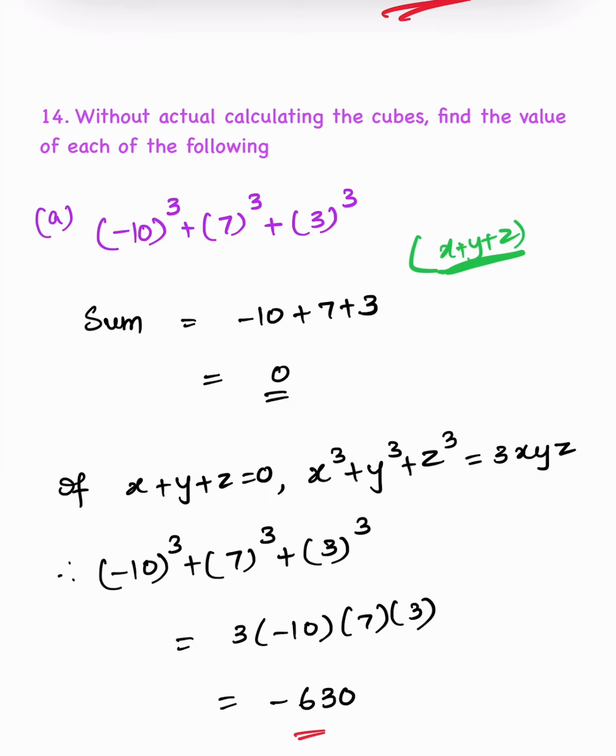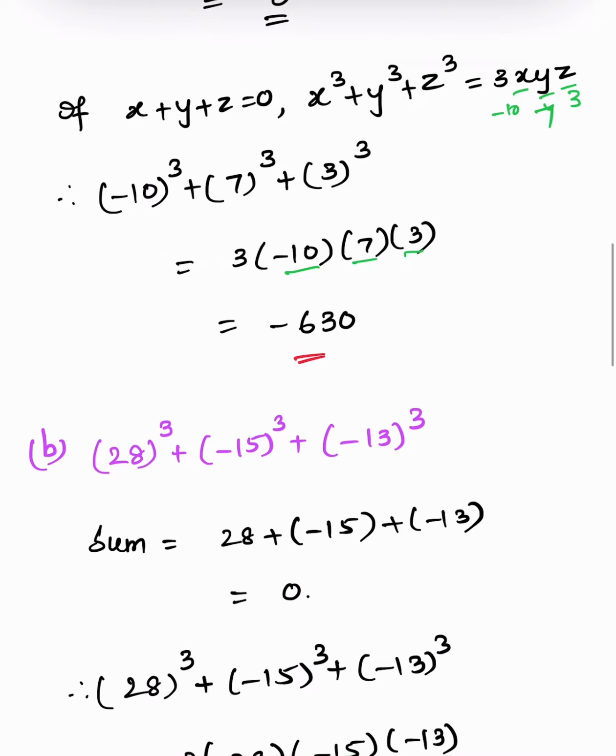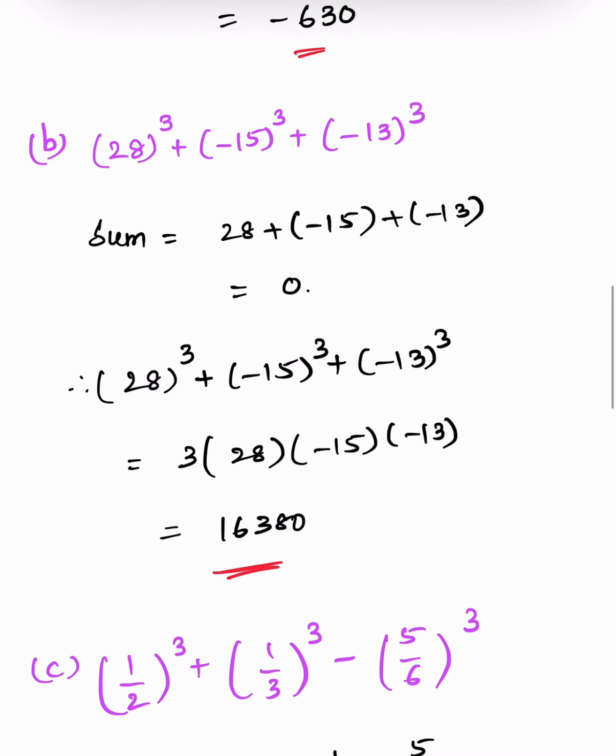So if x plus y plus z equal to 0, x cube plus y cube plus z cube equal to 3xyz. So let's substitute minus 10 in the place of x, 7 in the place of y and 3 in the place of z. So the sum is 3 into minus 10 into 7 into 3, which is minus 630. B bit, 28 whole cube plus (minus 15) whole cube plus (minus 13) whole cube. So again let us find the sum. 28 minus 15 minus 13 is equal to 0.